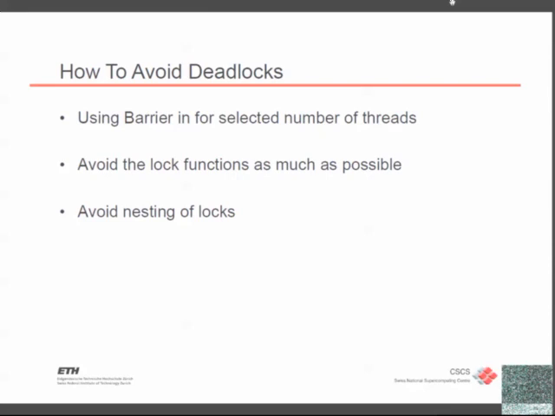So there is a typo on my first bullet. You say using barrier for selected number of threads. Yeah, you should not do it if we want to avoid deadlocks. So you should use your OMP barrier carefully.